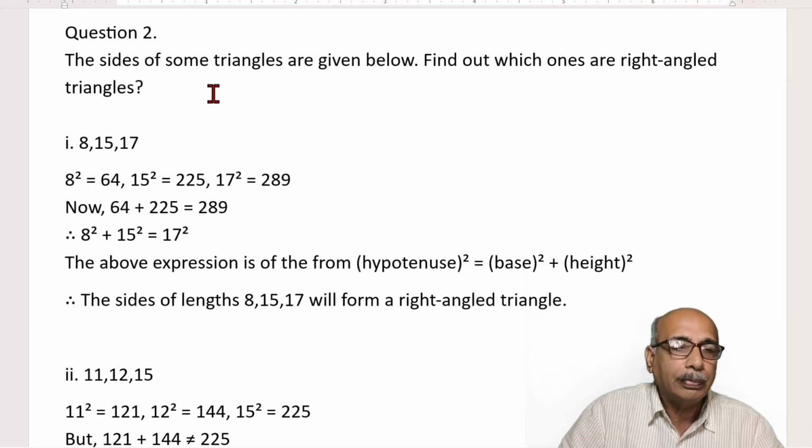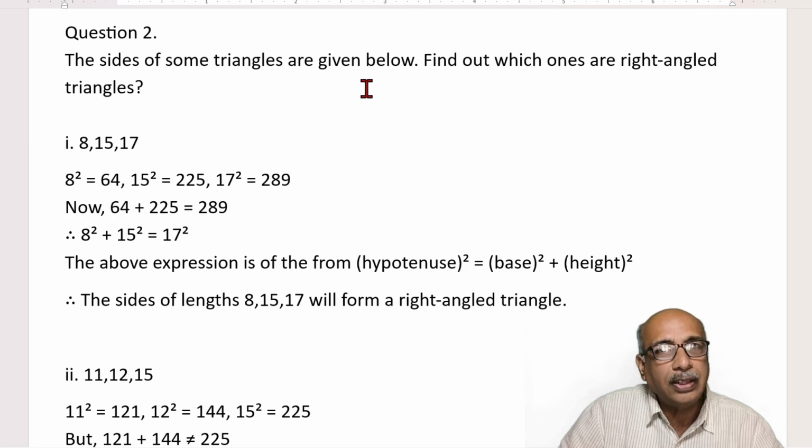Question number 2. The sides of some triangles are given below. Find out which ones are right angle triangles. Here again we will use the same method. Only if it is a Pythagorean triplet, then it is a right angle triangle. That is, if hypotenuse square equals the sum of squares of the other two sides, then it is a right angle triangle. We call it the converse of Pythagoras theorem.